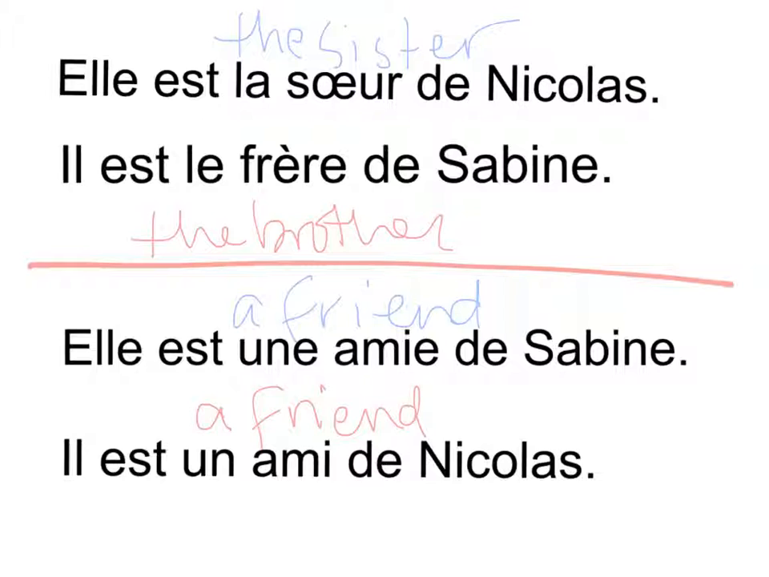Hopefully you can see some of the differences between le and la and un and une. All of them are articles. All of them show the gender of the word that follows, but they do have different meanings.